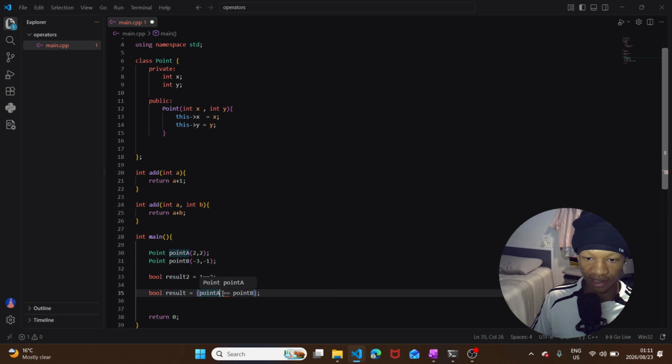In this case, C++ does not necessarily know what to do with point A and point B. Remember, in this scenario, we are the mathematicians. We know that what we want to compare is the x value of point A and the x value of point B. So let's just go ahead and open this.